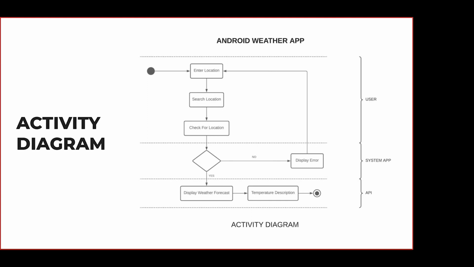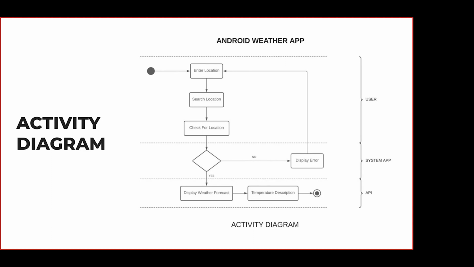And activity diagram: we use an activity diagram to illustrate the flow of control in the system, and it will also show, one by one, how the steps are involved in the execution of a use case. And this is how the workflow goes.